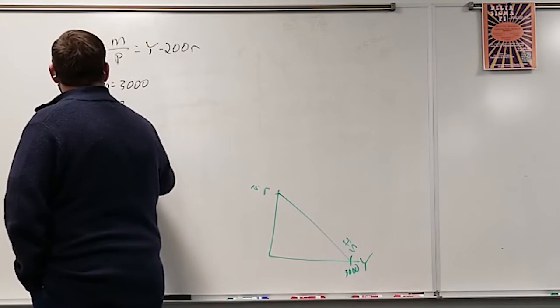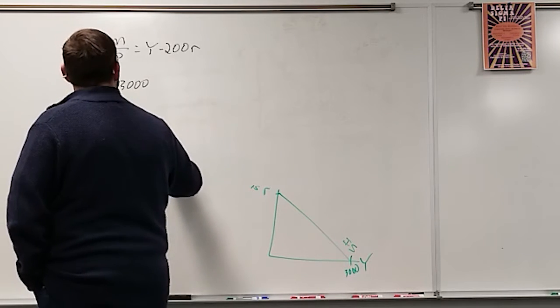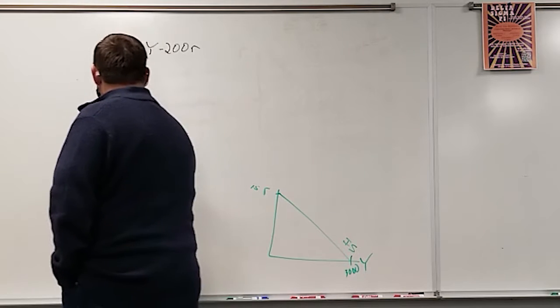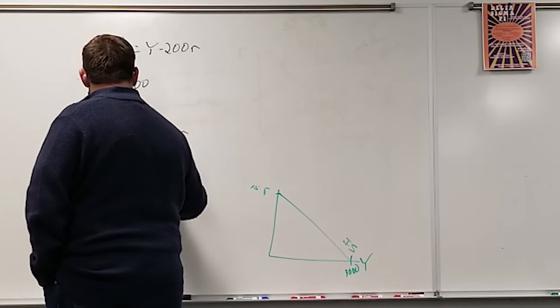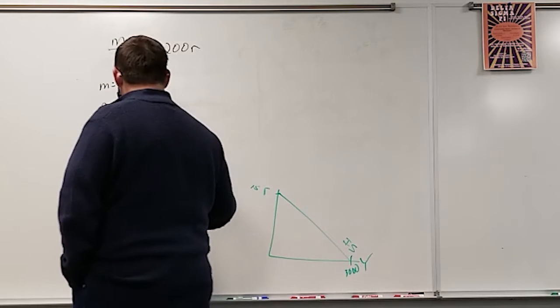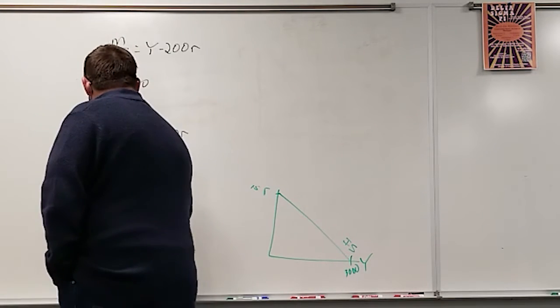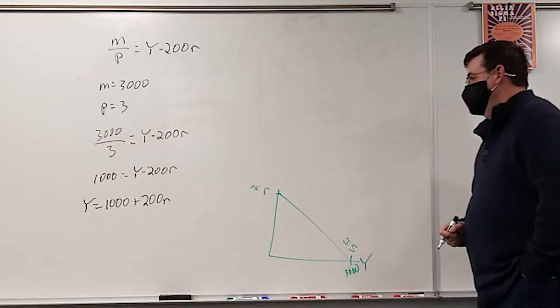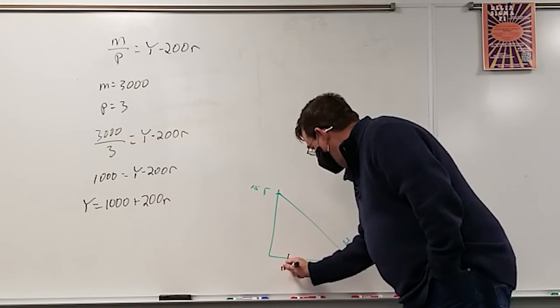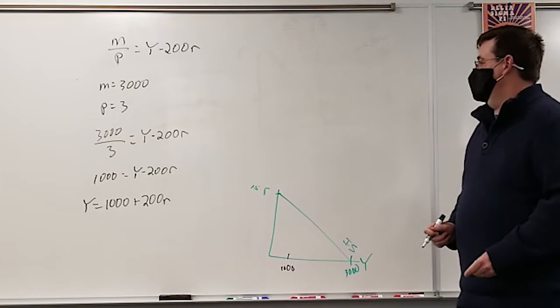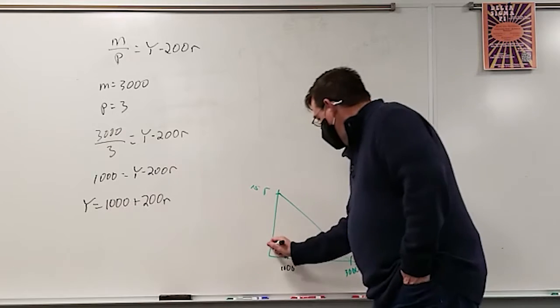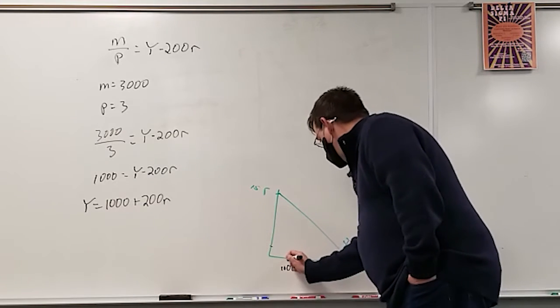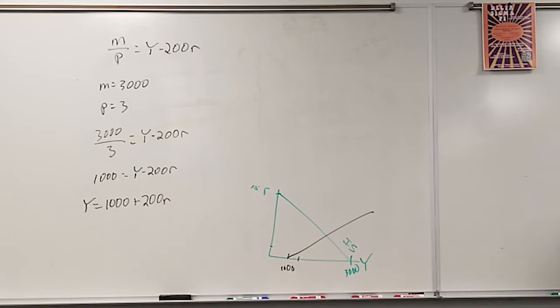Sure, we'll say 3,000 divided by 3 equals y minus 200r. So 1,000 equals y minus 200r. Then y would be equal to 1,000 plus 200r. So we'd have an intercept here of 1,000, and for every 1r, we go over 200. So there's our LM curve.